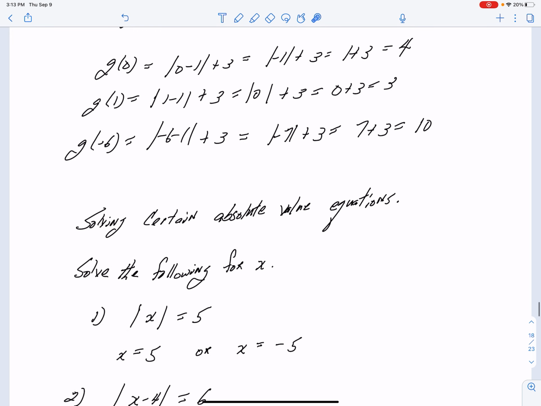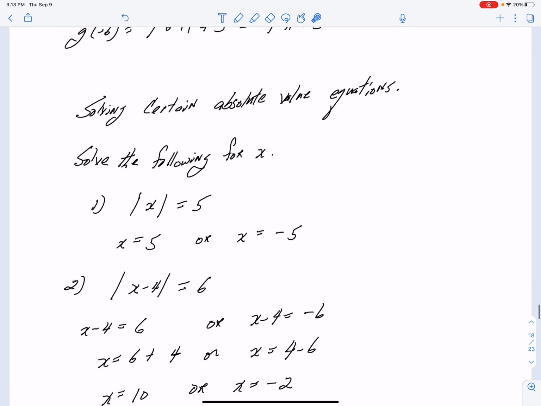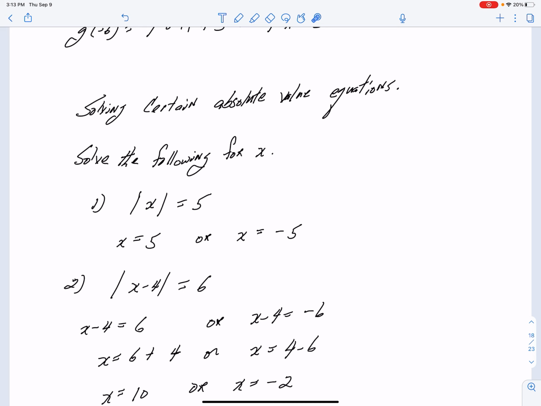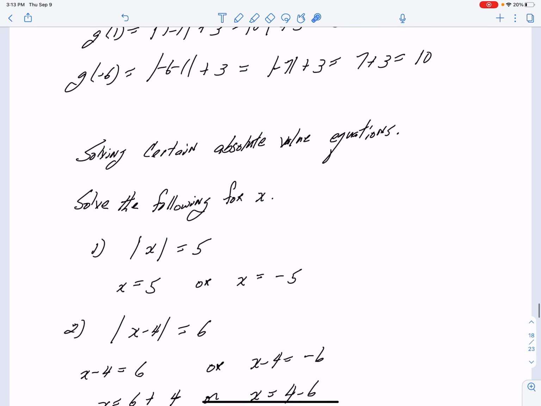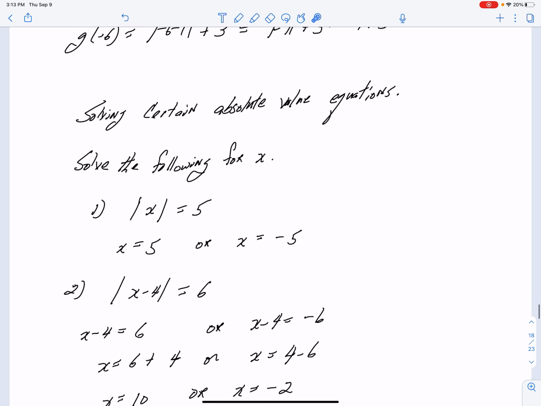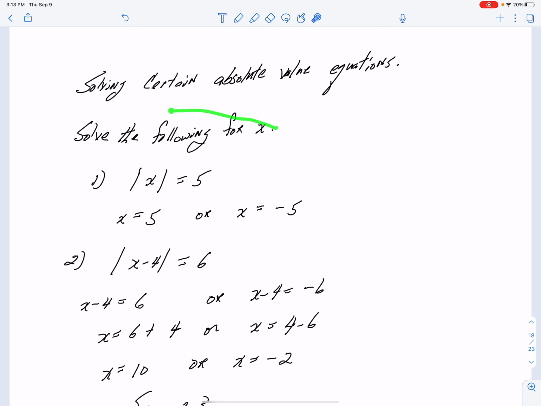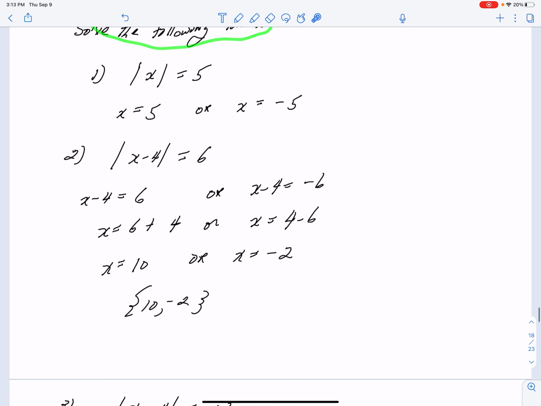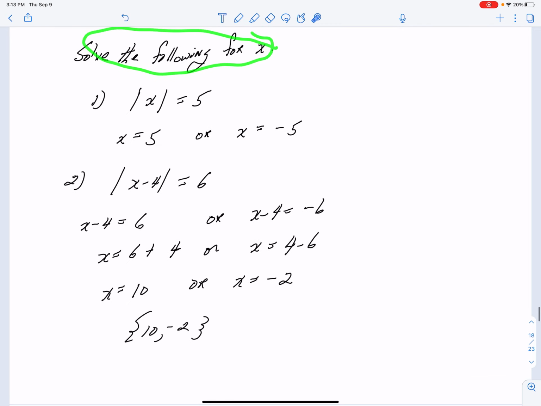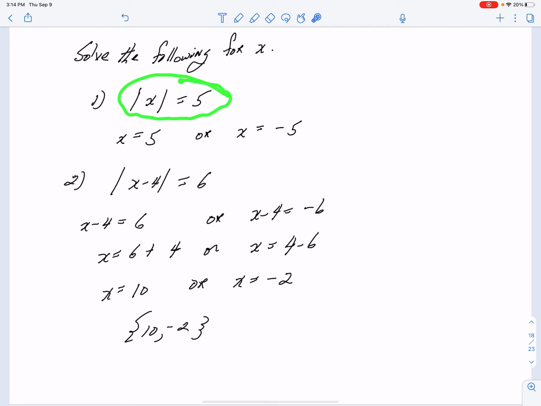All right, so that's the way you could plug in values on an absolute value function. Now let's talk about solving certain absolute value equations. So I want to solve for x. And the first equation I have is the absolute value of x equals 5.